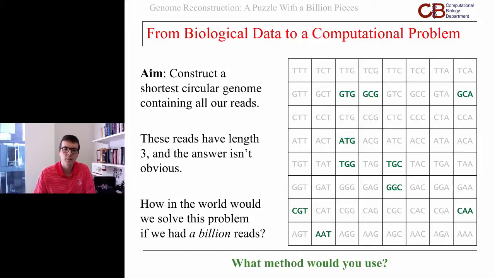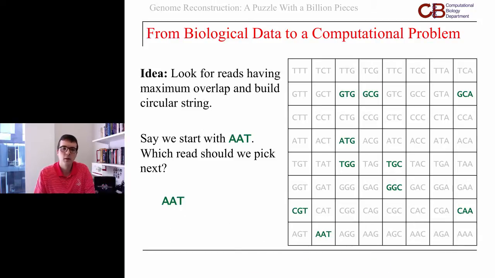I'd have you think maybe for a second what method you would use to do this. And normally when I talk to people, an idea that they come up with is, well, why don't we just look for the maximum overlap? Okay, so let's start building a string based off of the maximum overlap. So if we start with, for example, AAT, okay? And then the question is, well, which read should we pick next? So AAT is going to need to overlap with something to its right. So we need to find something that starts with AT, so we could look for ATG. And there's only one possibility there.